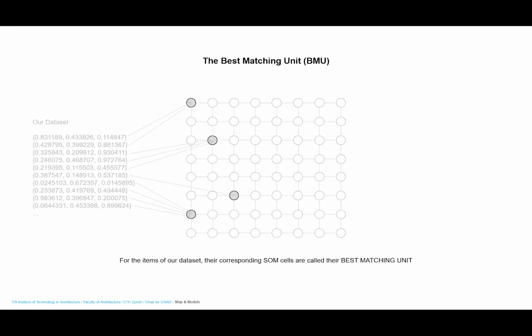This representation is done by the training process, which we will explain later. Basically we can consider the SOM an overall representation of our data set. There is a very important concept called the best matching unit. For the items of our data set, their corresponding SOM cell is called their best matching unit. Why is each item projected on a particular cell and not some other one? Because this mapping is measured by the Euclidean distance between the element of our data set and the feature vectors of the SOM cells. The best matching unit is the cell that has the minimum Euclidean distance to the item of our data set. This is the mechanism.